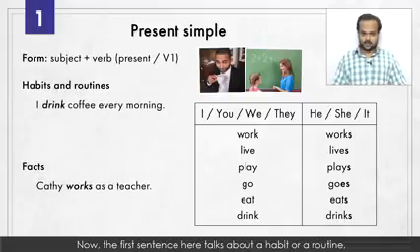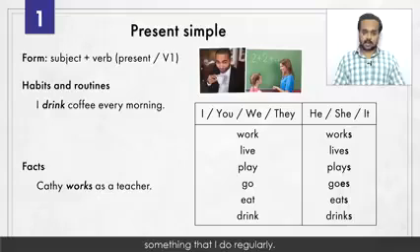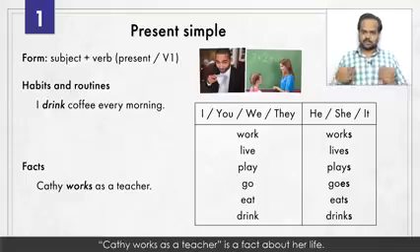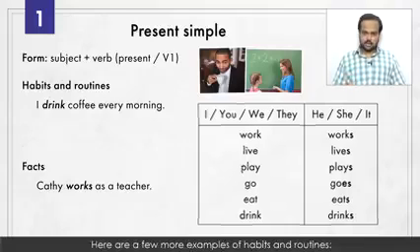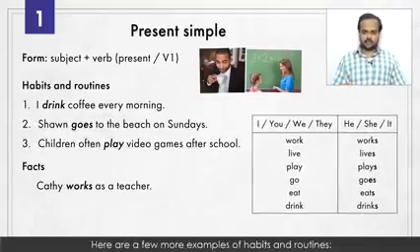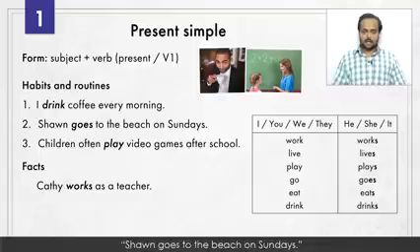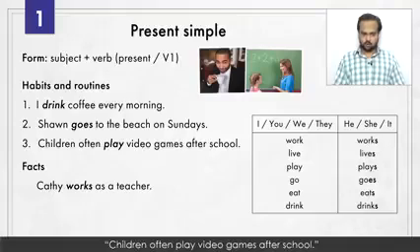Now the first sentence here talks about a habit or routine, something that I do regularly. The second sentence is a fact. Kathy works as a teacher is a fact about her life. These are the 2 main uses of the present simple tense. Here are a few more examples of habits and routines. Sean goes to the beach on Sundays. Children often play video games after school.